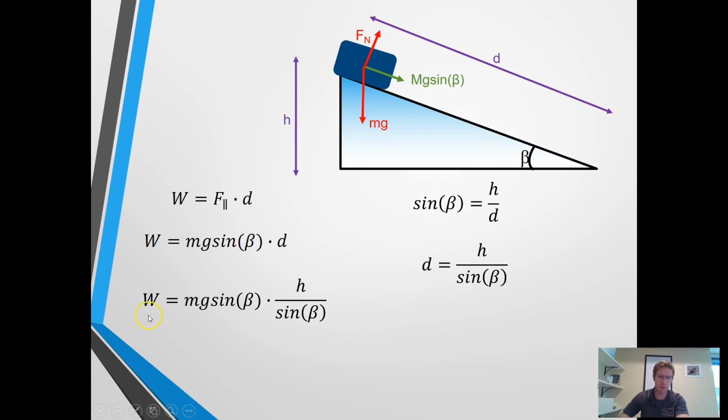And what we find is that the work then is mg sine beta times h over sine beta. Oh, wait a second. Sine beta on top, sine beta on bottom, those can cancel out. And guess what we find? That the work done is just equal to the mass of the package times gravity times the vertical height that it moves. What? So this box-worthy answer does not even depend on the angle of the ramp whatsoever.